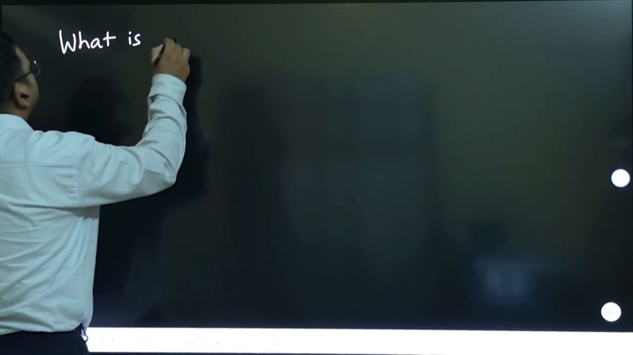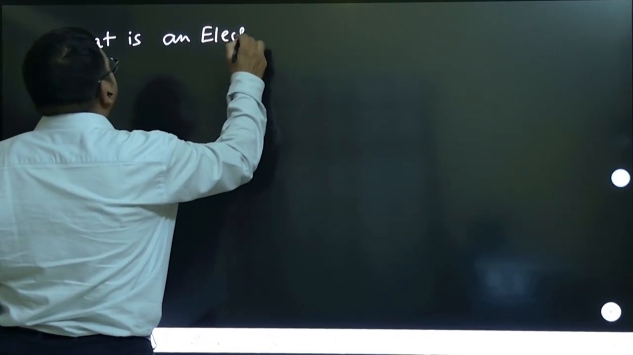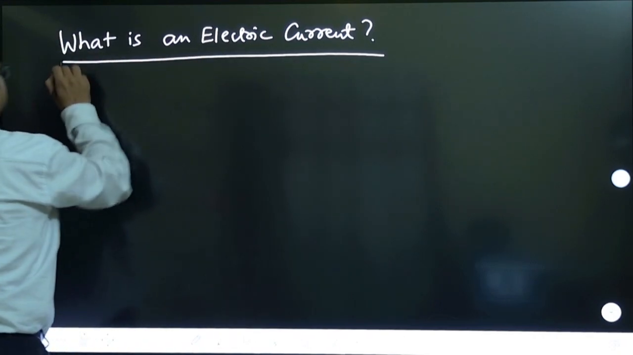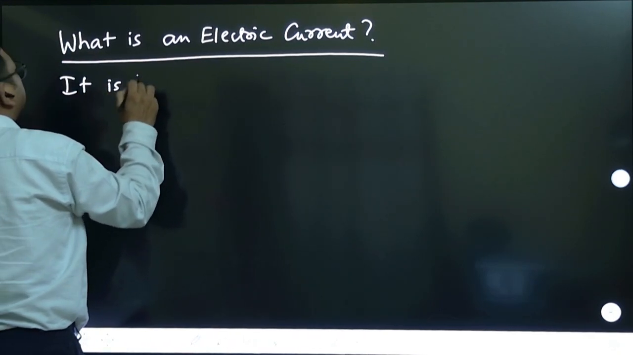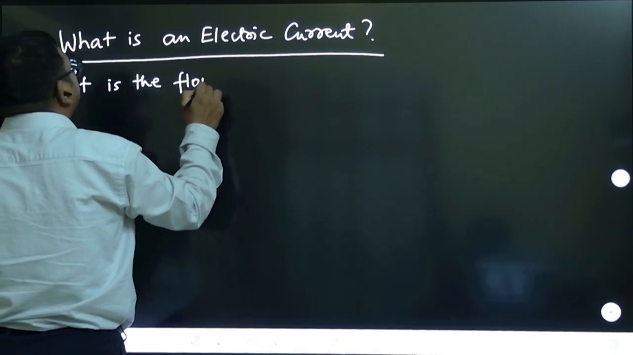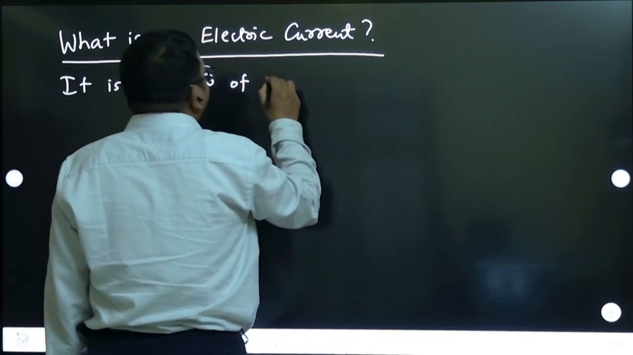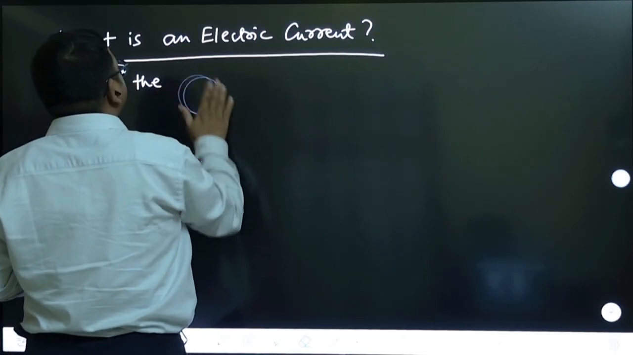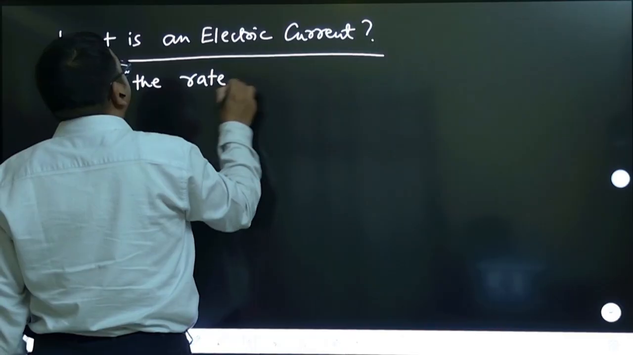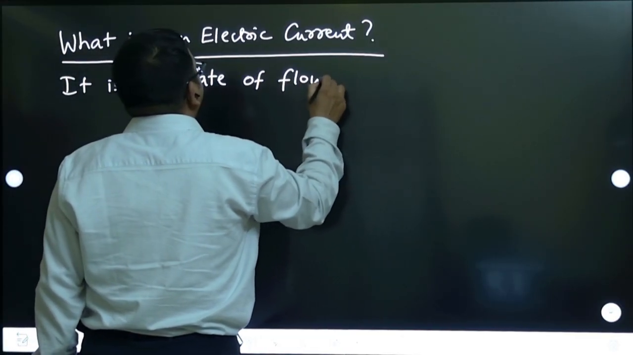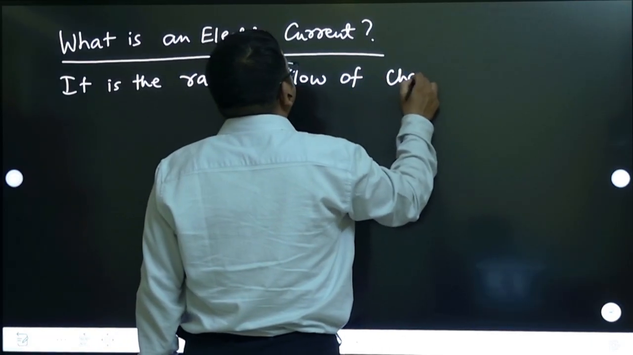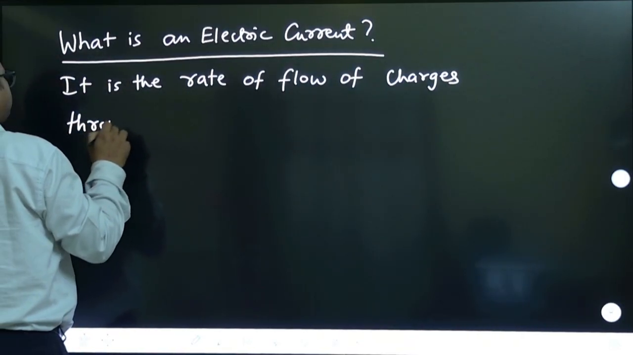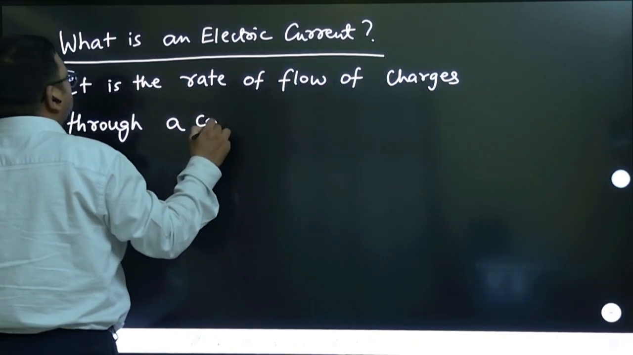What is an electric current? It is the flow of charges. It is the rate of flow of charges through a conductor.